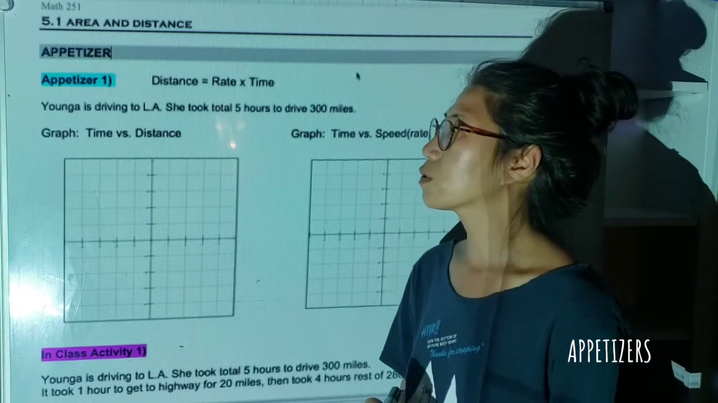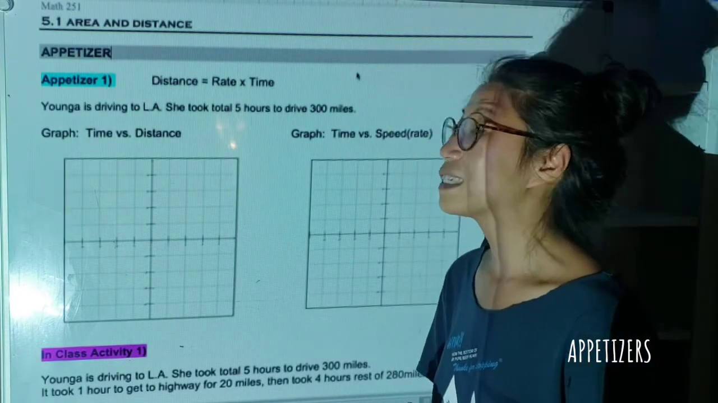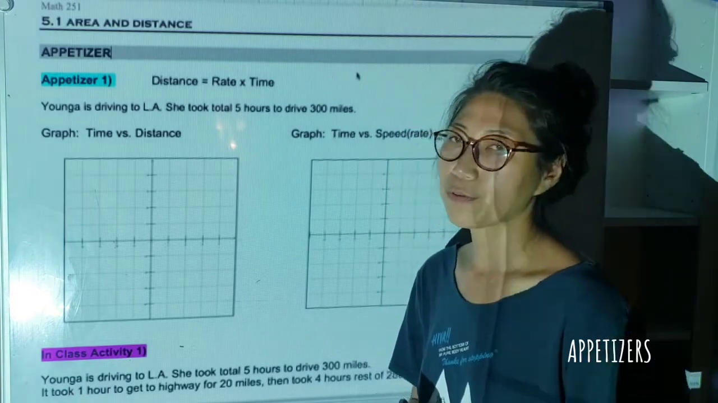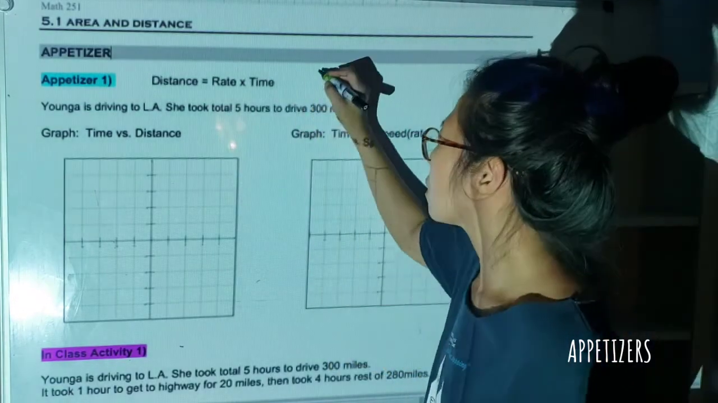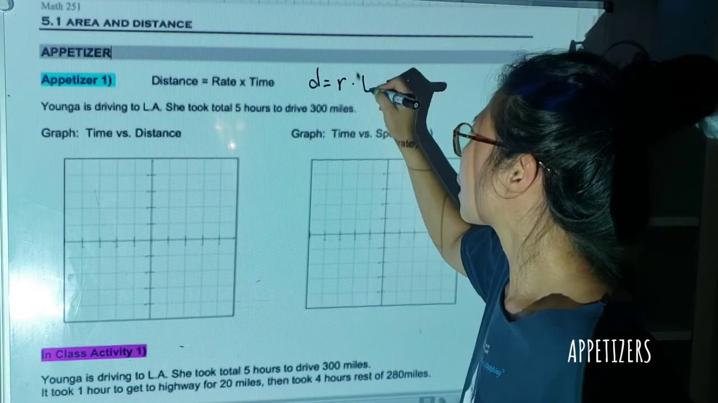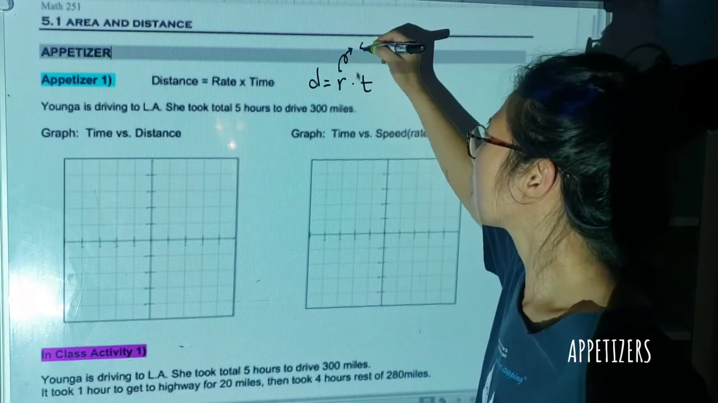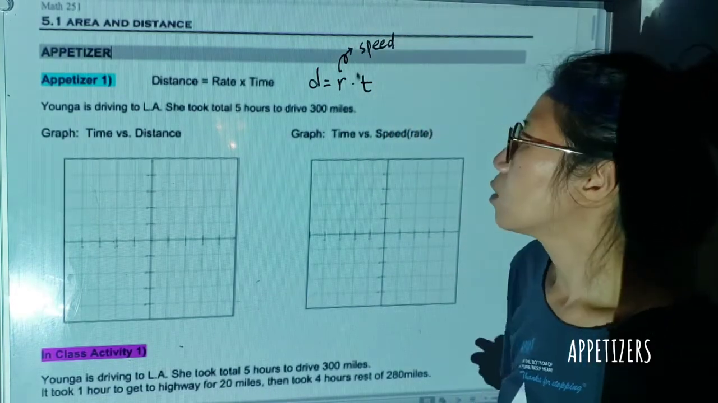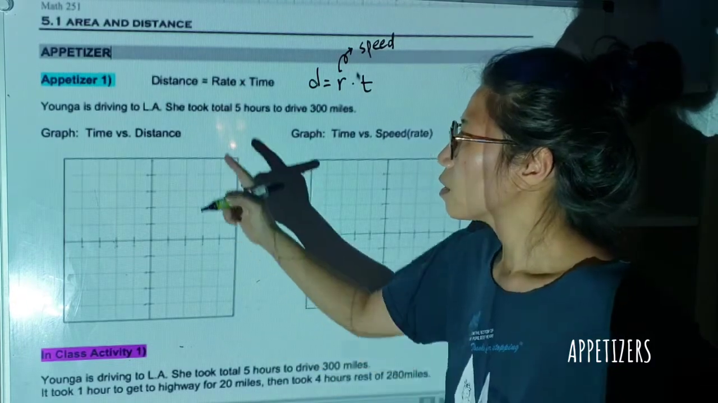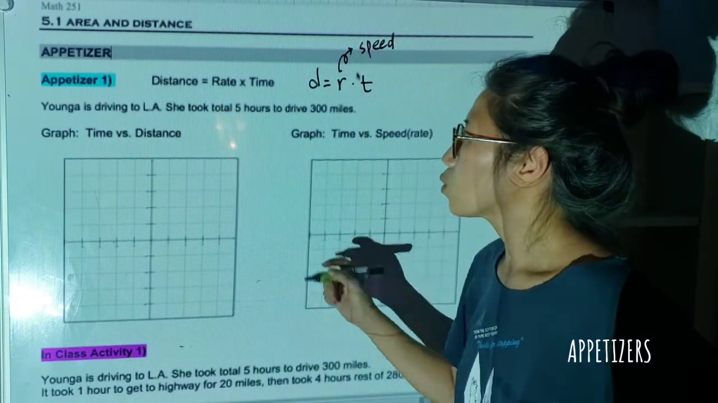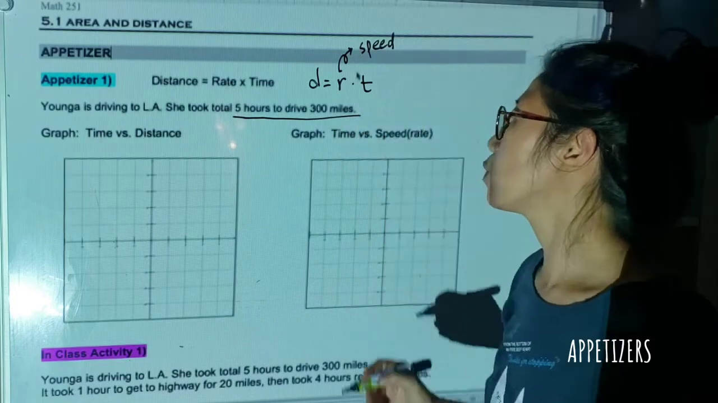First we are going to study the area and distance relationship in chapter 5.1. We all know that distance is equal to rate times time, and if rate is hard to think about, try to think of it as speed. So let's look at this example. Young is driving to LA. She took a total of 5 hours to drive 300 miles.